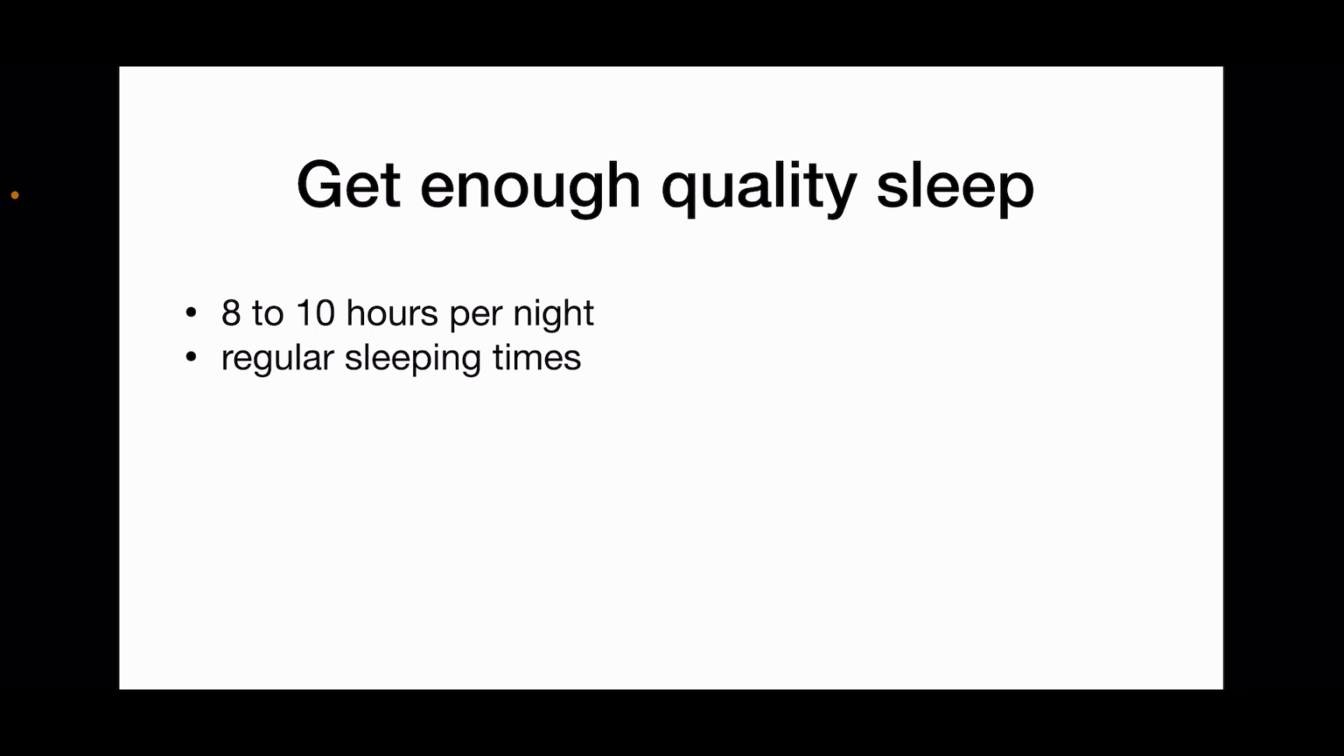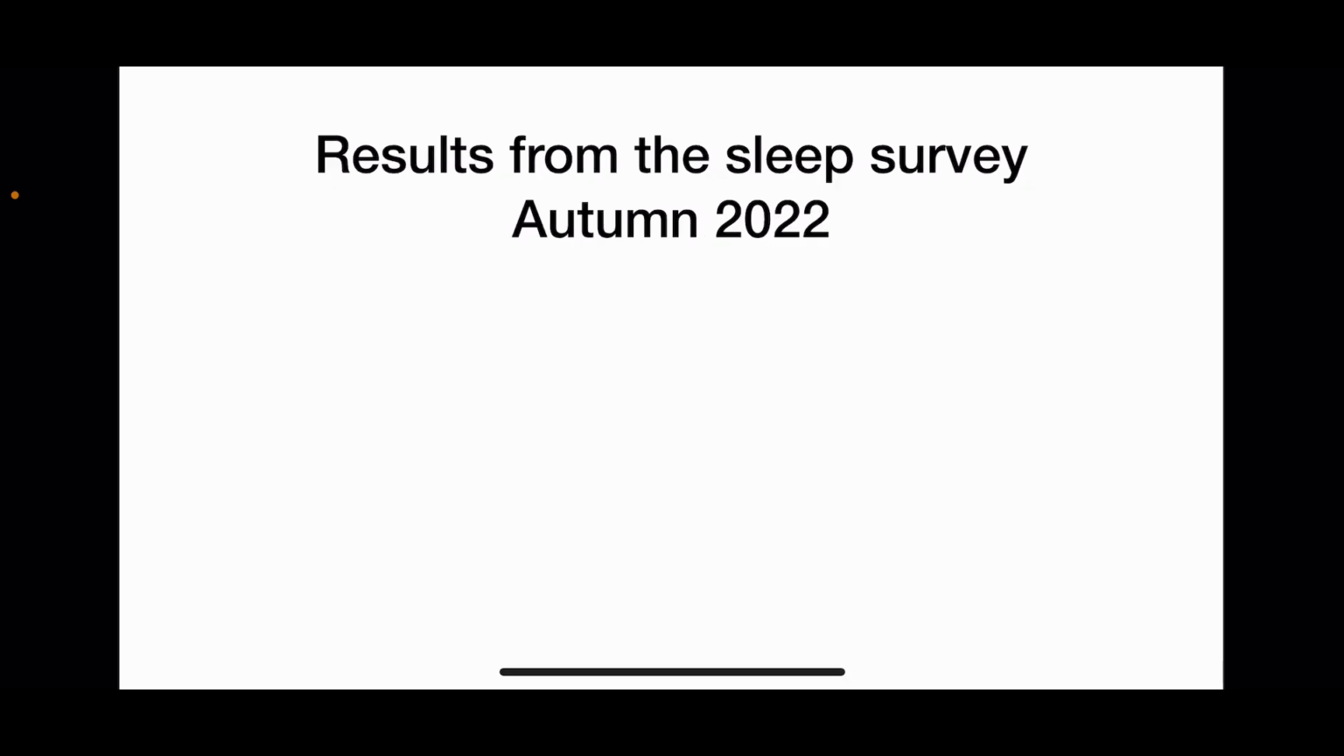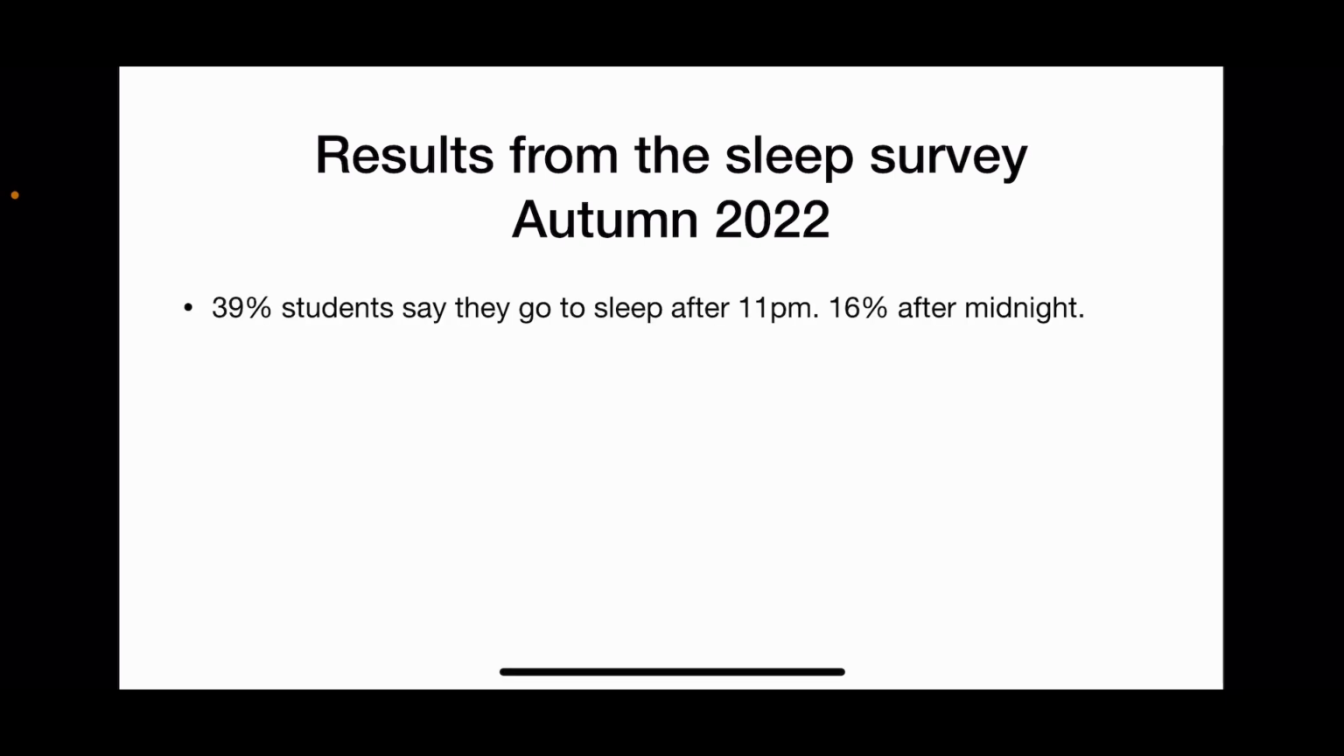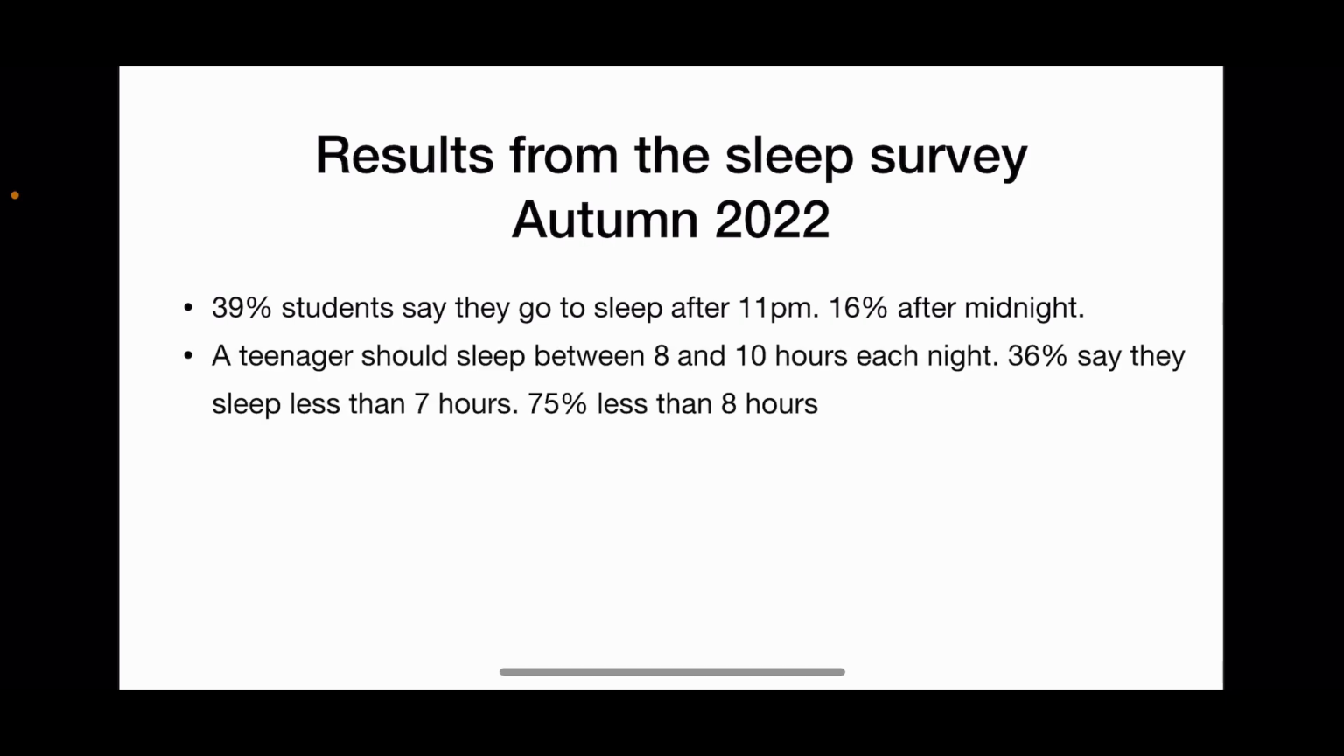Just like last year, I would like to share with you the results of our sleep survey, which we conducted with 1,000 students at Elsham High School in the autumn of 2022. It said that 20% of students who filled in the survey said they go to bed after 11 p.m. on a normal school night, 7% after midnight. 39% say they go to sleep after 11 p.m. and 16% after midnight.